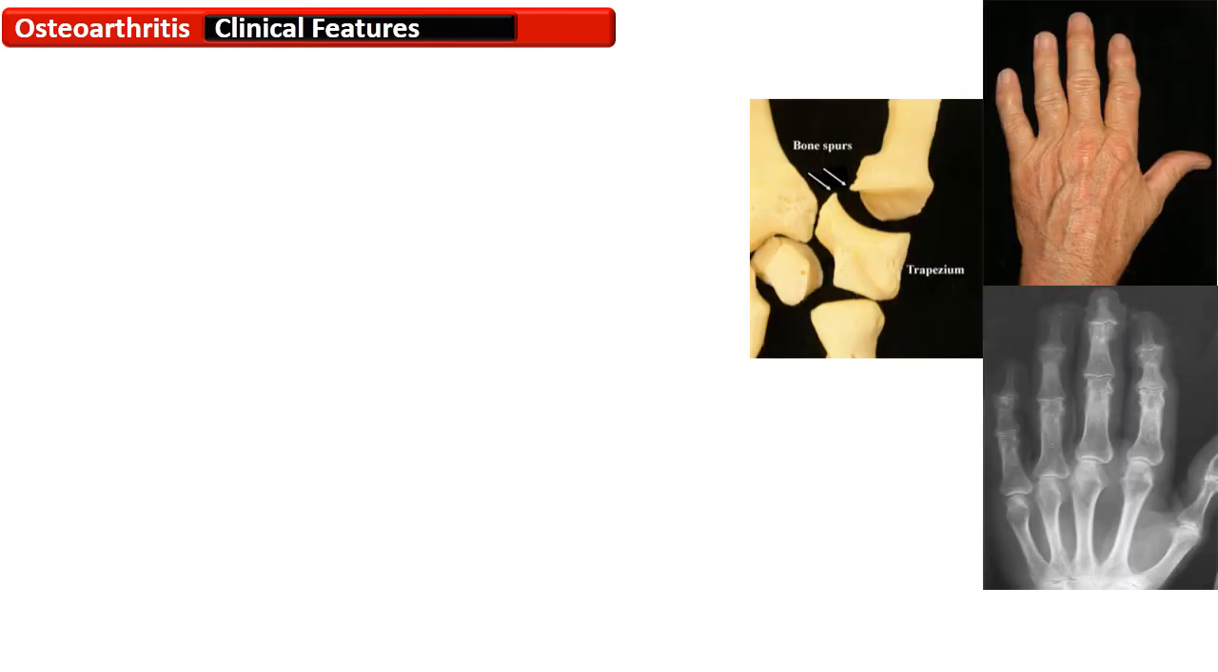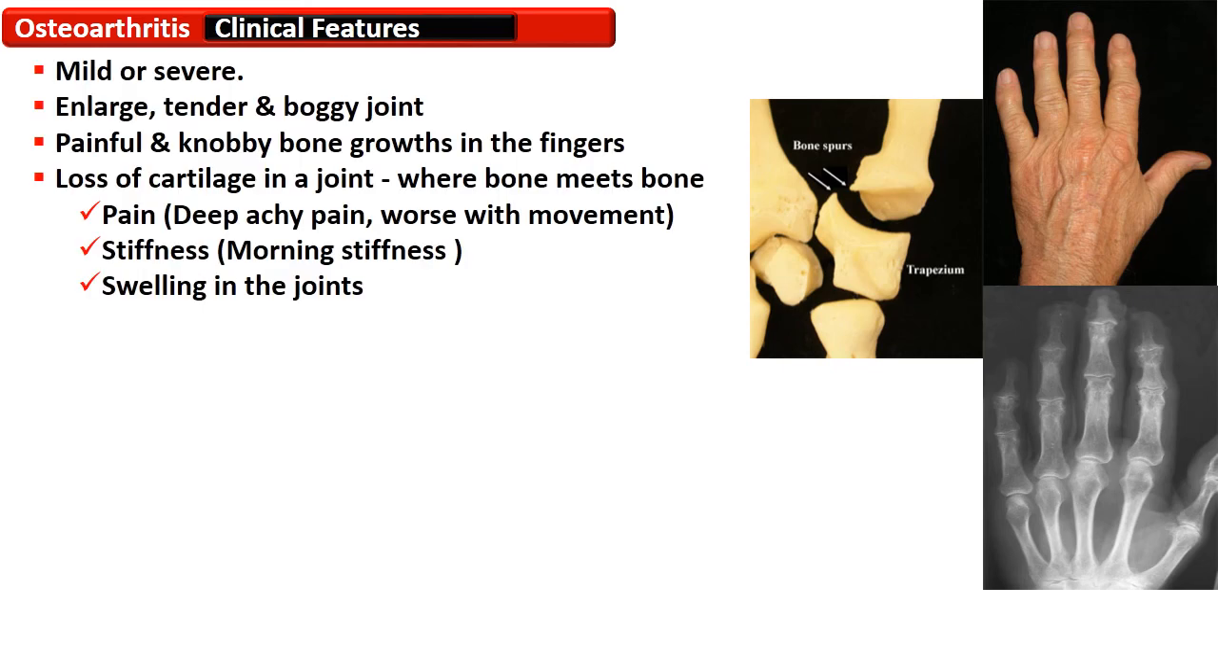The patient of osteoarthritis is usually an old man or woman. If the signs and symptoms are present in younger individuals, the underlying cause for the osteoarthritis must be sought. The symptoms can be mild or severe. The joint is enlarged, tender, and boggy. It is painful, and there can be knobby, bony growths present in the fingers, and loss of cartilage in the joint will result in deep, achy pain.